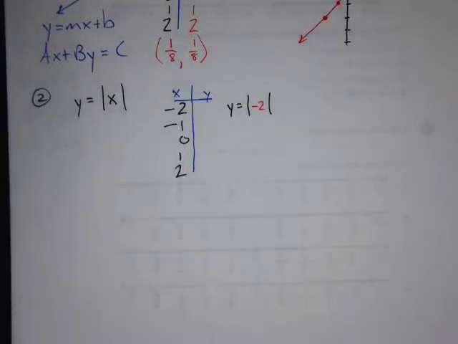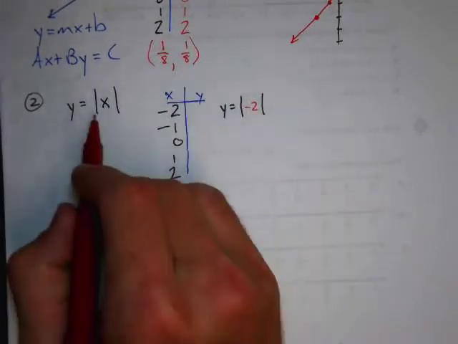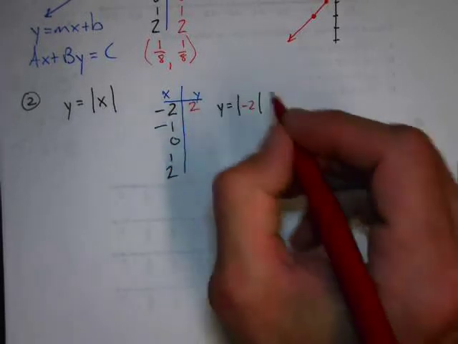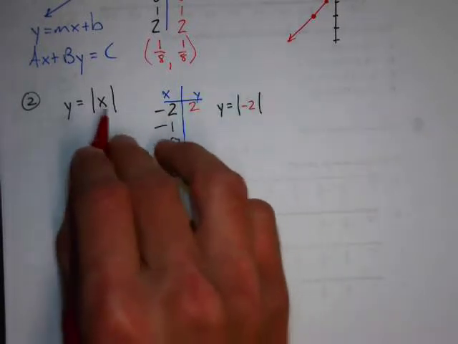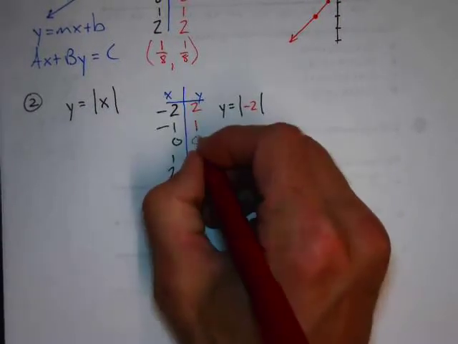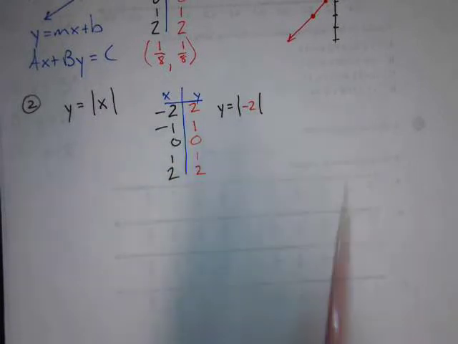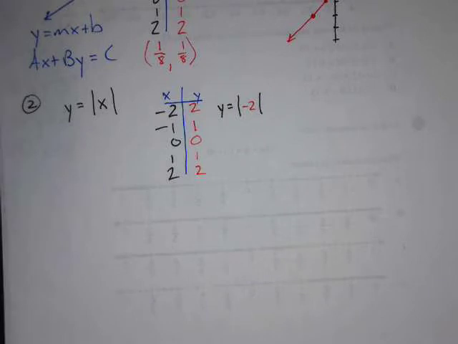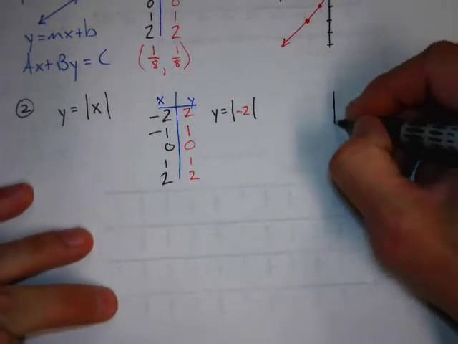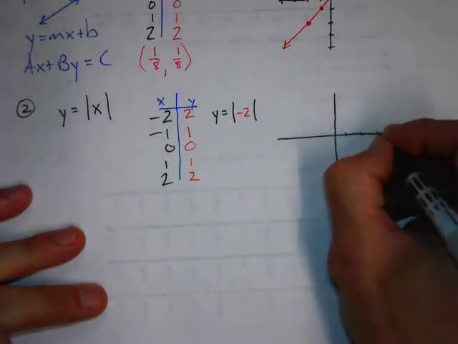And so what will we get if we take the absolute value of negative 2? We will have positive 2. And if we take the absolute value of negative 1, we'll get positive 1. If we take the absolute value of 0, we get 0. The absolute value of 1 is 1. The absolute value of 2 is 2. So I have my set of ordered pairs. And no matter what number I punch in for x, I'm going to get the absolute value of it for y. So once I have my 5 ordered pairs, I can create my graph.